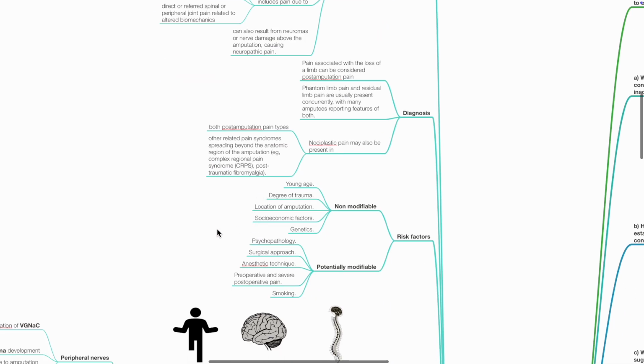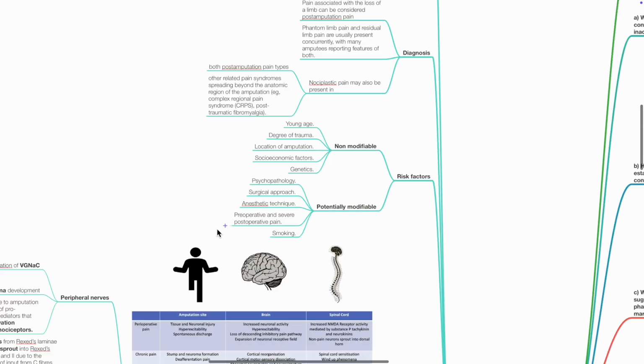Non-modifiable risk factors for post-amputation pain include young age, high degree of trauma, location of amputation, socioeconomic factors, and genetics. Potentially modifiable risk factors include psychopathology, surgical approach, anesthetic technique, preoperative and severe postoperative pain, and smoking.